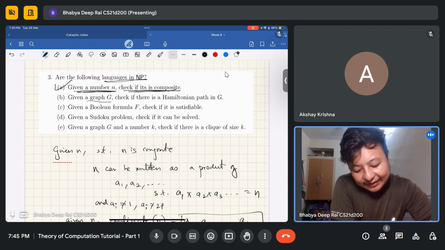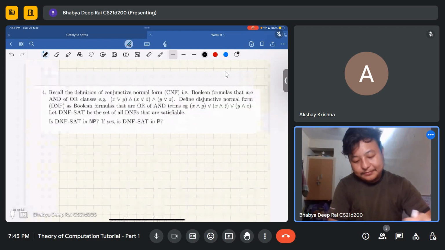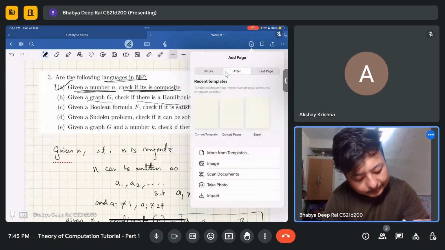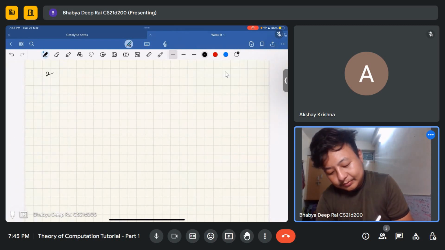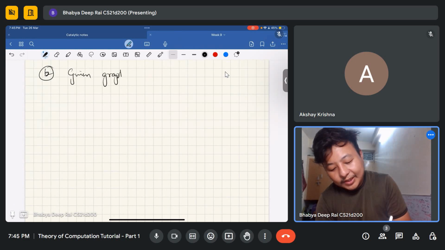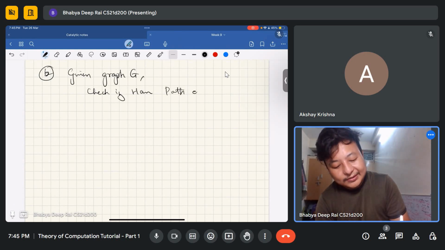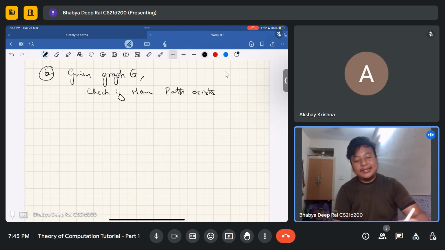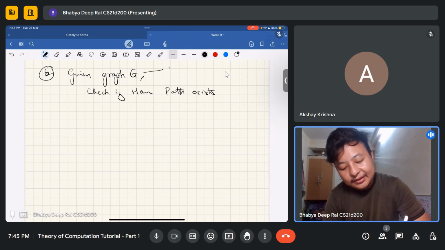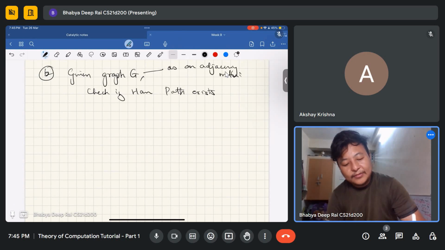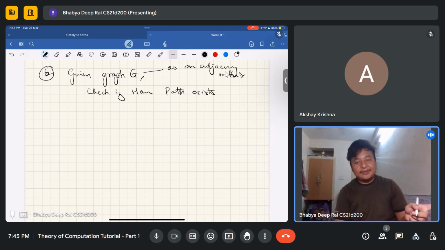Now next, given a graph, check if there is a Hamiltonian path in G. Let's say G is given as an adjacency matrix. Now check if a Hamiltonian path exists.